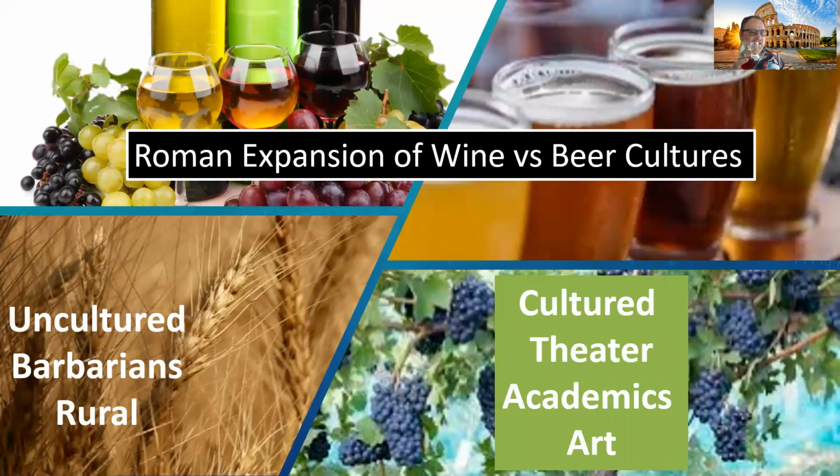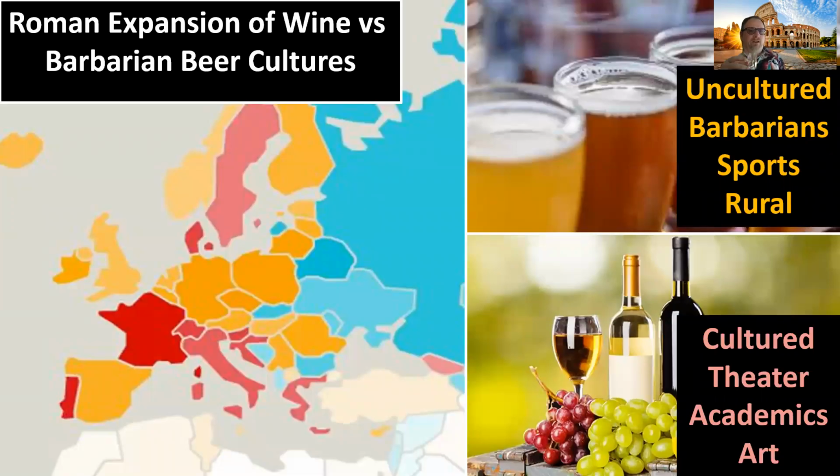Wealthy Romans collected wine, collected vintages, had wine storehouses, very similar to the way sommeliers, which is a fancy wine collector that works at a restaurant to actually pair your wine with your food work today. The Romans pride themselves on this and knowing the different vintages. Now, the Roman expansion of wine versus barbarian beer culture even shows up in terms of the map.